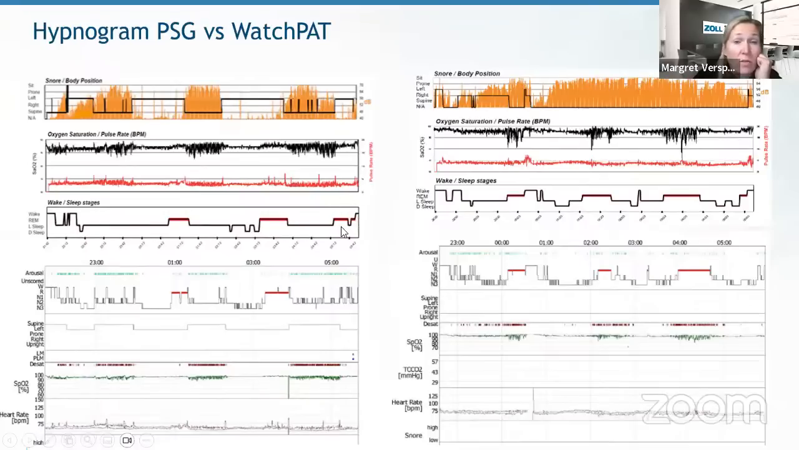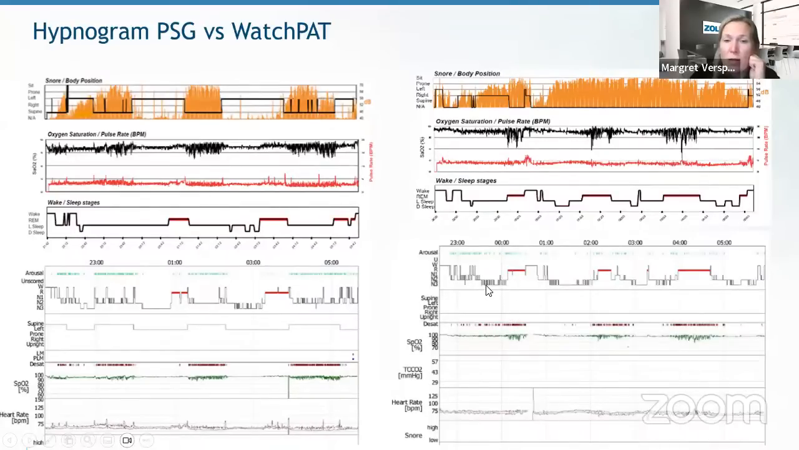Actually, here in the end, there is, by the algorithm of the WatchPAT, a bit of an overscore of REM sleep. Here we have REM-related sleep apnea, where we can see that in the PSG it's very well scored. And here we have a question, is REM scored in the PSG, where we are quite sure that this is no REM sleep over here, but awake. So actually the algorithm is doing very well.